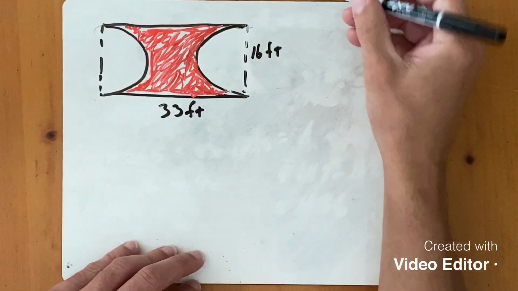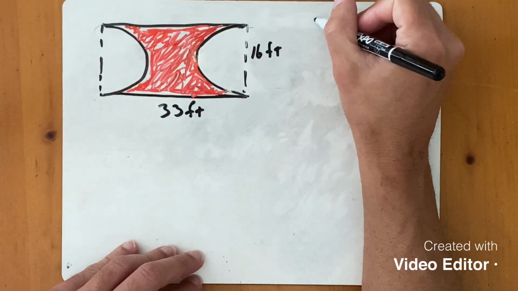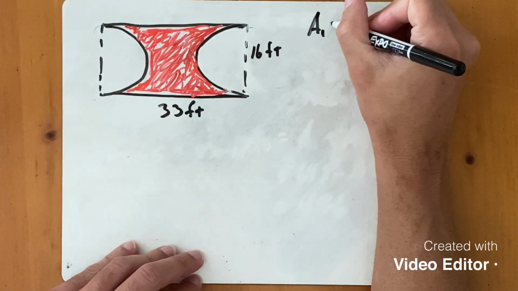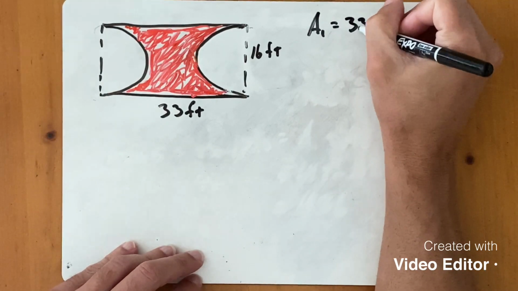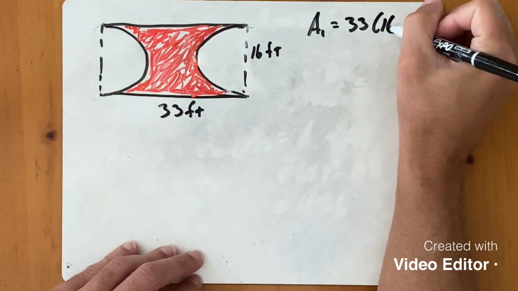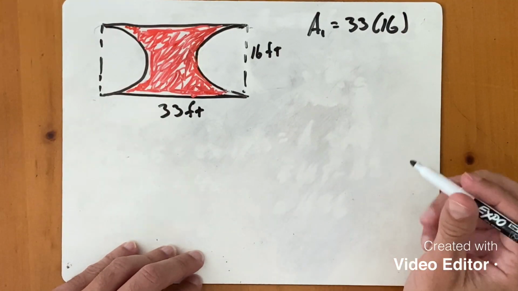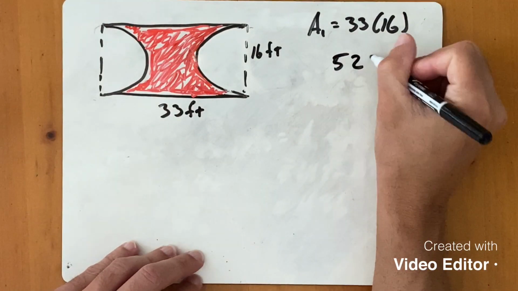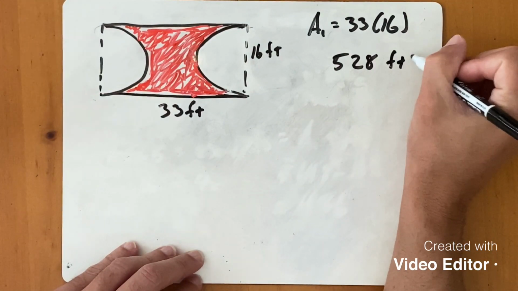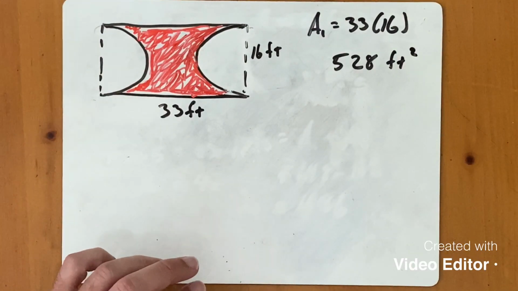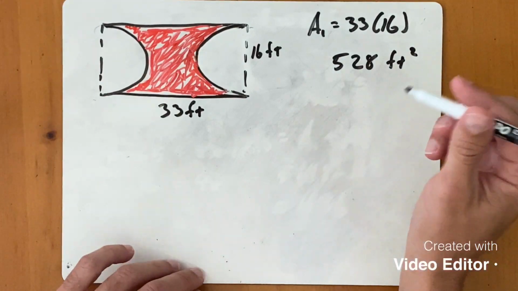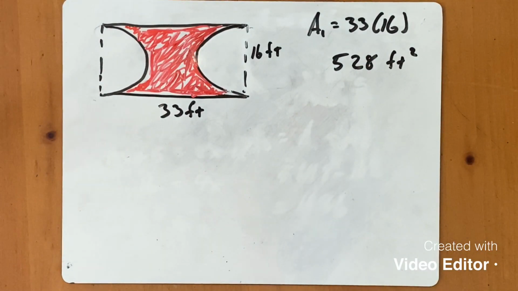So first of all, let's find the area of the entire shape. That's going to be rectangle length times width. So 33 times 16, that's going to give us 528 square feet. Okay, and then the parts that we don't want, which is the circles, we'll do those in blue.